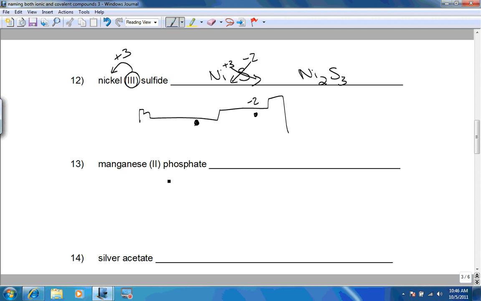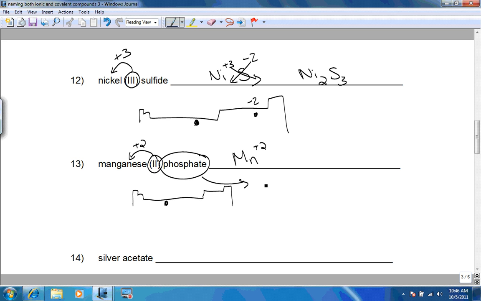Manganese 2 phosphate. Once again, manganese is right here on the periodic table. You can't determine the charge of manganese just by simply looking on the periodic table. That's why they give you the Roman numeral 2. It's telling us that the manganese has a plus 2 charge. So it's Mn plus 2 charge.